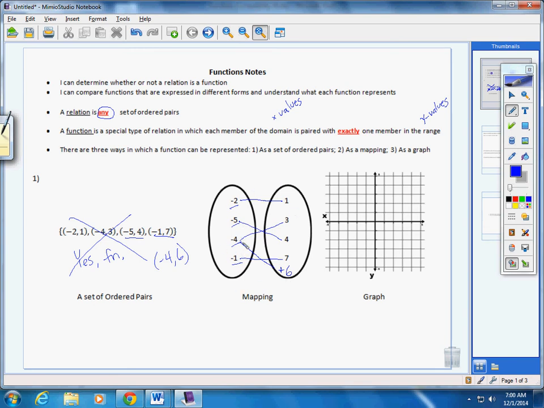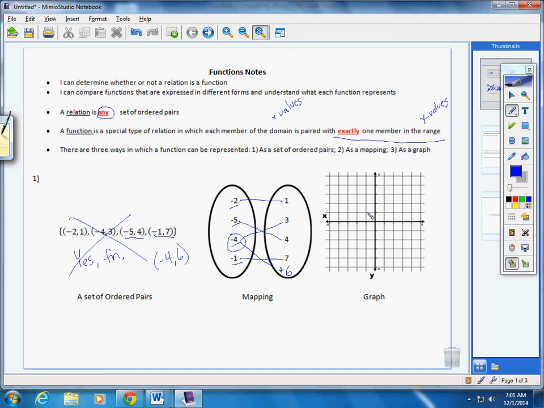If one of your x values, your domain values, has two lines going from it, it's not going to be a function, because that means that one of your domain values is paired with more than one member in the range. And this is the important part right here. If a relation is going to be a function, each of its x values can only be paired with one y value. Now let's come over to the graph.